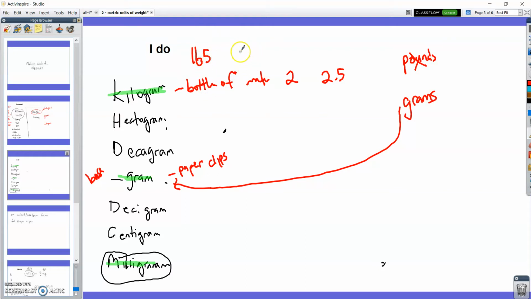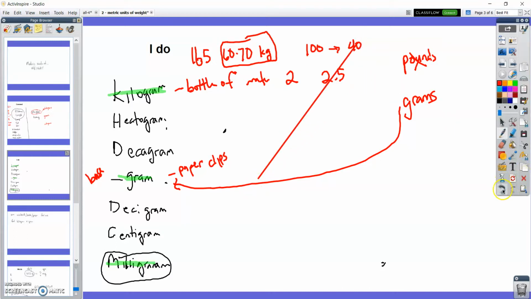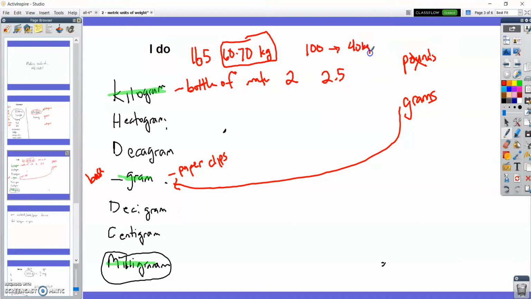So I weigh something like 60 or 70 kilograms, kg, K for kilo, G for gram. So if you imagine something like that. If you weigh, say, 100 pounds, you probably weigh something like 40 kilograms. And like I said, if you went to the doctor in Europe or in Canada or whatever, they would measure you in kilograms, and you would know your weight in kilograms.